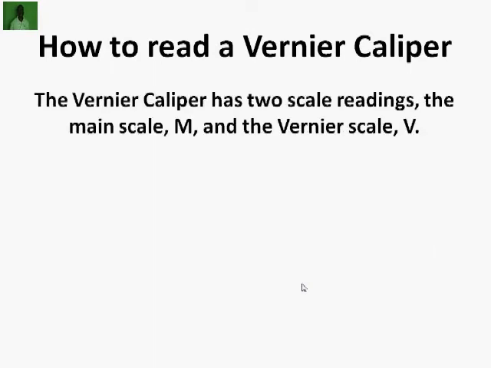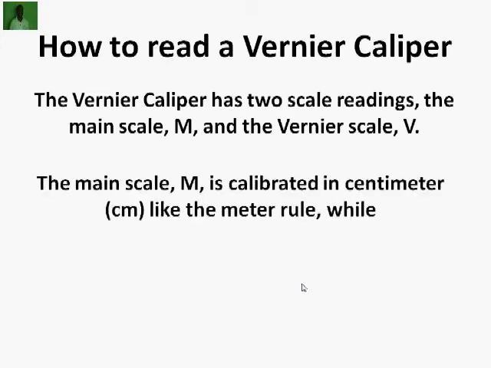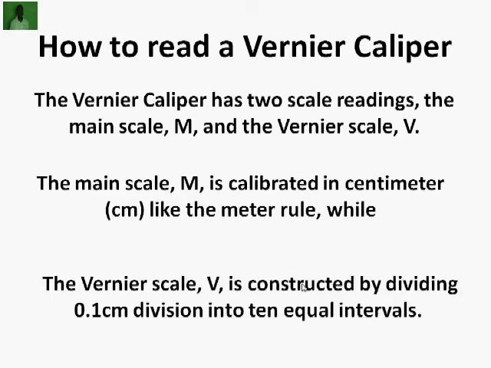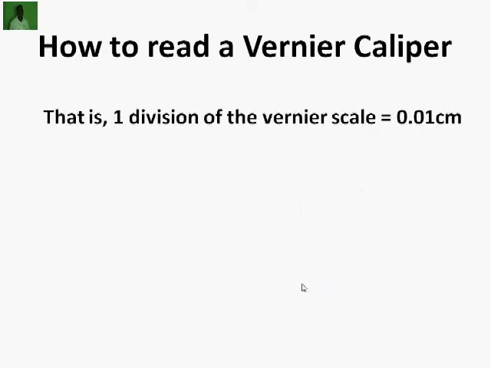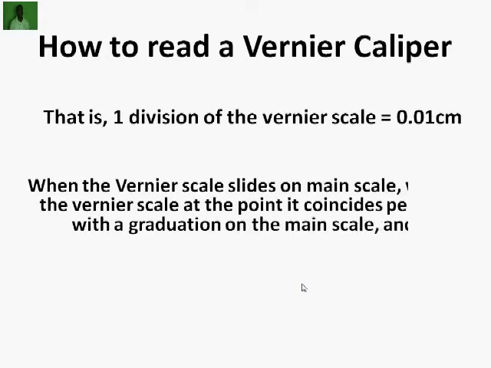How to read a vernier caliper? A vernier caliper has two reading scales, the main scale and the vernier scale. The main scale is calibrated in centimeters like the meter rule, while the vernier scale is constructed by dividing the 0.1 cm division into 10 equal parts. That means each division of the vernier scale is equal to 0.01 cm.